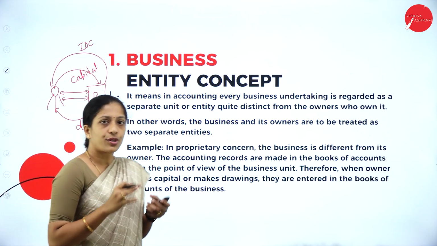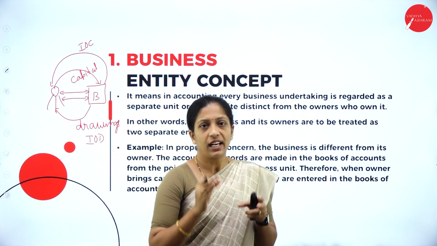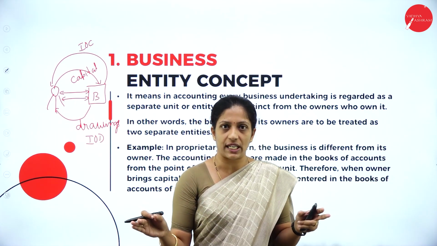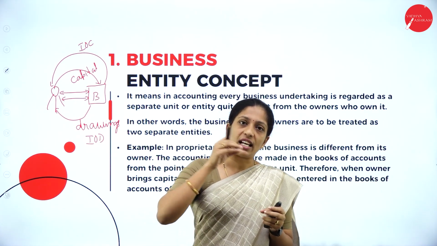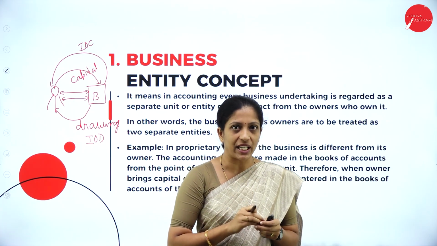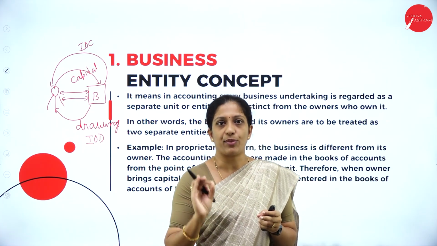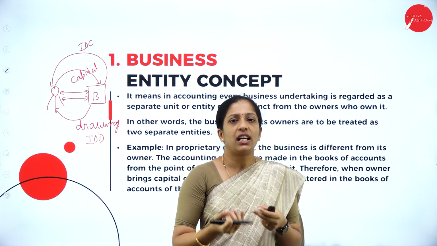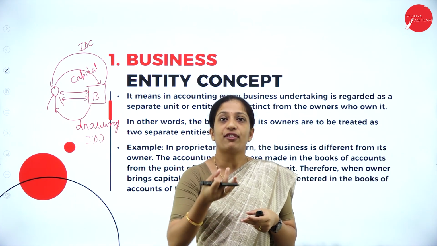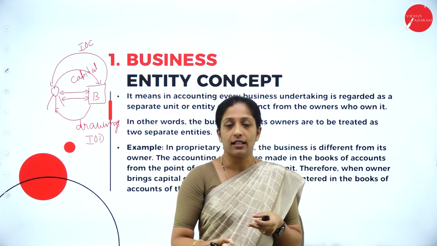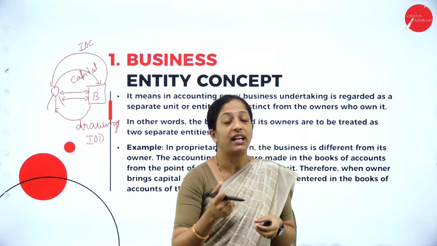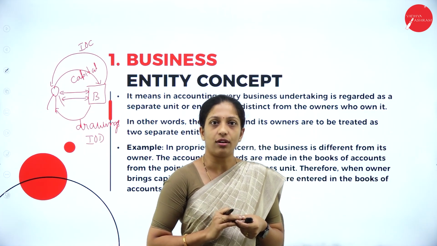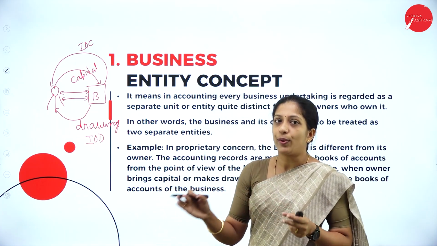Now, business entity concept is too simple. It tells us business and owner are not one and the same. They are two different entities. Being an owner, you can invest into the business which is called as capital, wherein the business has to give some return for your capital which is called as interest on capital. In the same way, you being an owner, you can withdraw for your personal use whenever you are in need of money, which is called as drawings, for which you have to pay interest to the business called as interest on drawings. Clear? So it is not one and the same.